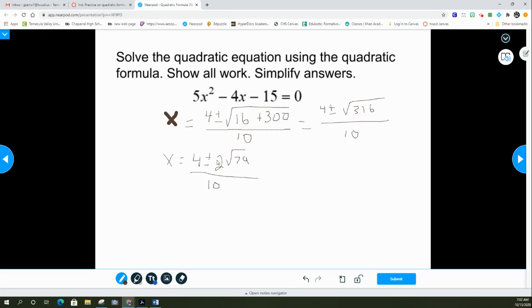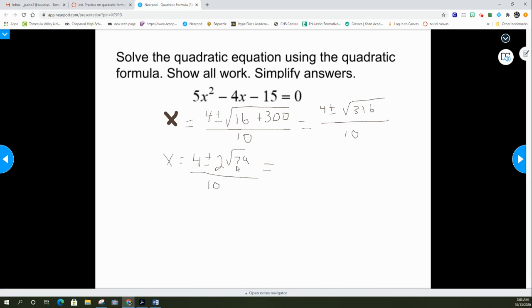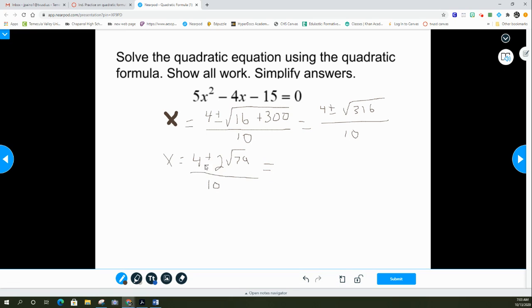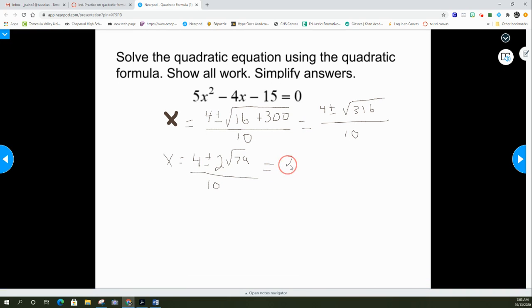You have to look at the 4, the 2, and the 10. Does anything go into those three numbers? Because you could separate this as 4 over 10 plus or minus 2 rad 79 over 10. It's really two separate fractions, but we're going to keep it as one fraction. 2 goes into all of those, so I'm going to divide everything by 2. So I'm going to get 2 plus or minus rad 79 over 5.